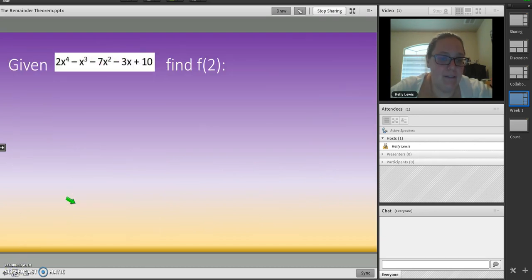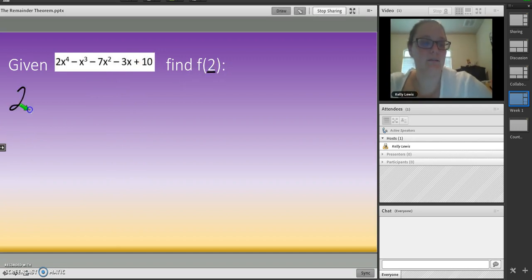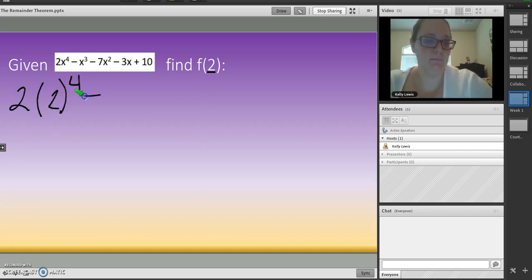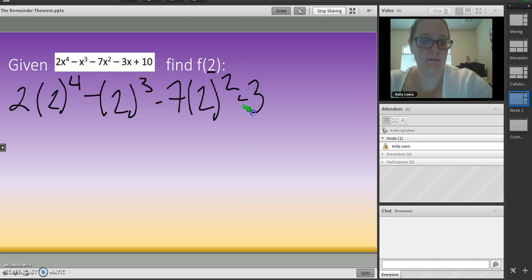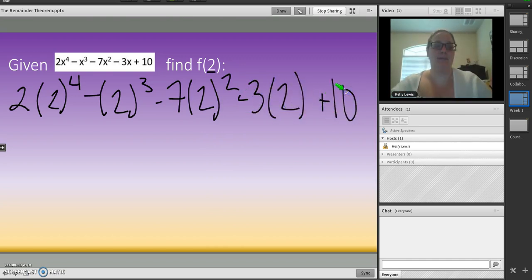All right, let's do it again. This was that long problem from the previous one. And so this means f of 2. So we're going to do 2 to the 4th minus 2 to the 3rd minus 7 times 2 squared minus 3 times 2 minus 10. I'm literally typing in my calculator exactly as is.